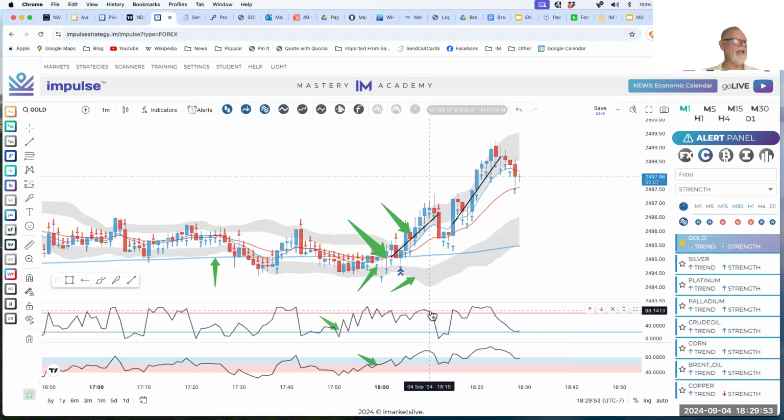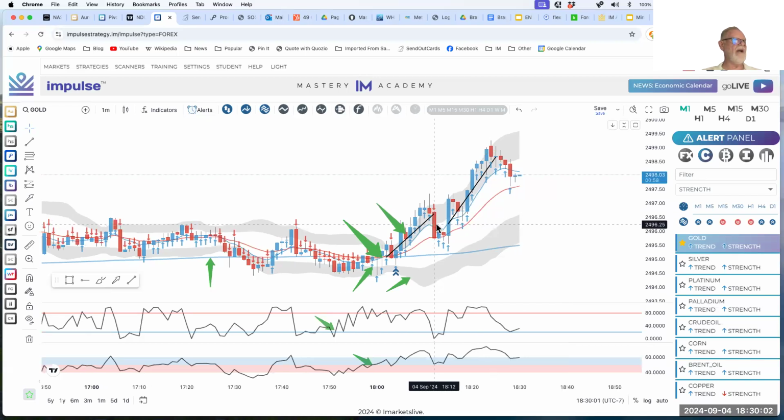Why would you get out here? Because this crossed back through the red. It's also an engulfing candle. That's the second reason. And also the candle went into the white zone. There's your third reason. It almost jumped into red there. There's your fourth reason. You would get out of the trade all day long there.